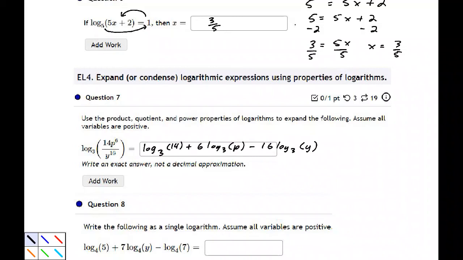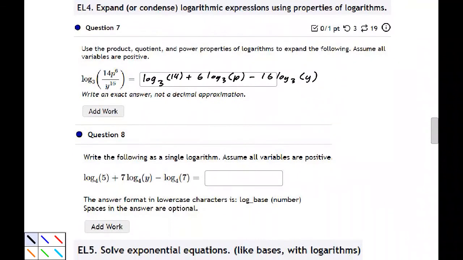The division became a subtraction, hence the minus 16 log base 3 of y. The multiplication became addition, hence the log base 3 of 14 plus the log base 3 of p, and then the exponents were pulled down, so we have a 6 log base 3 of p minus 16 log base 3 of y. So again, that full answer is log base 3 of 14 plus 6 log base 3 of p minus 16 log base 3 of y.